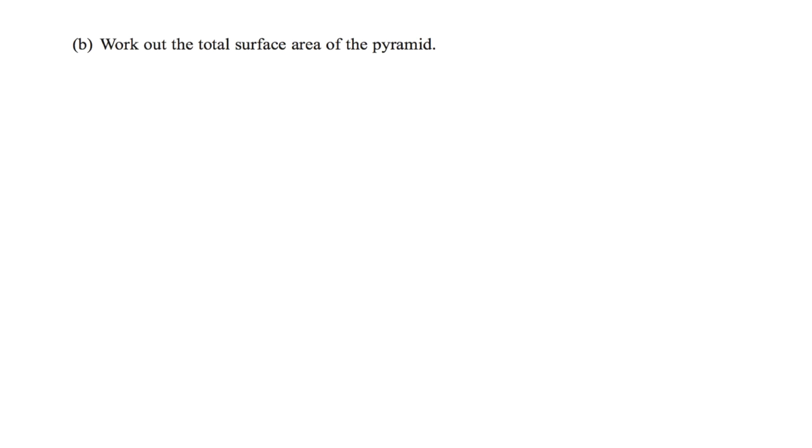Question 5b, work out the total surface area of the pyramid. So the first thing that we need to do is to work out the surface area of one triangle. So this is the first triangle that we need to work out. The base of this triangle is 6 centimeters, according to the measurements given to us in the question. And the height is 5 centimeters. So this is 5 centimeters.